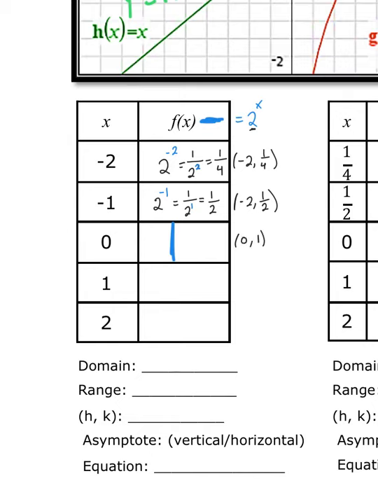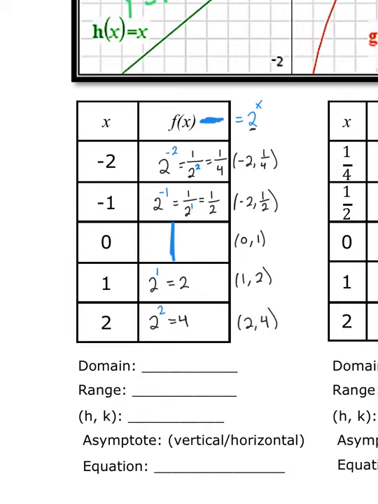Next one, the base of 2 stays the same, and the exponent gets replaced with 1. I don't have to do any flipping here of a fraction because the exponent is not a negative number. You only flip it if the exponent is negative. Since the exponent is positive, I can just evaluate that. So 2 to the first power is just 2. So this point would be 1, 2. Last, I'm going to replace the exponent with a 2. 2 squared is 4. So this point would be 2, 4.